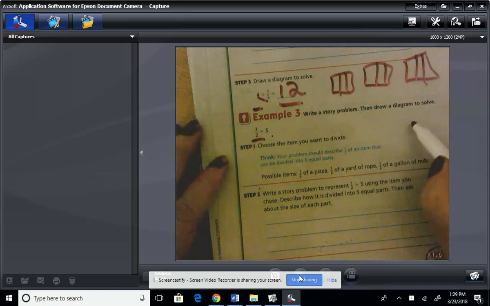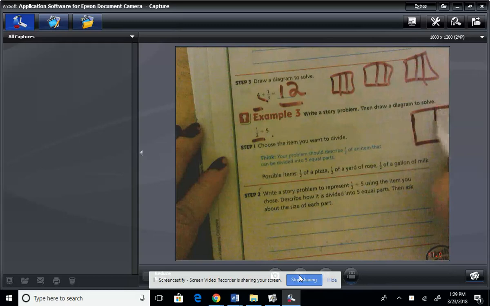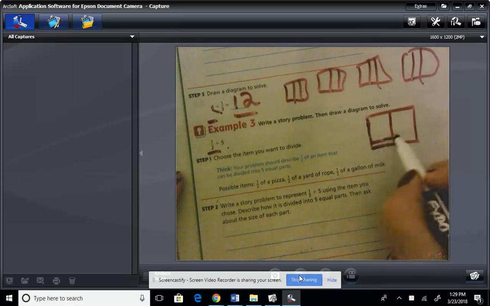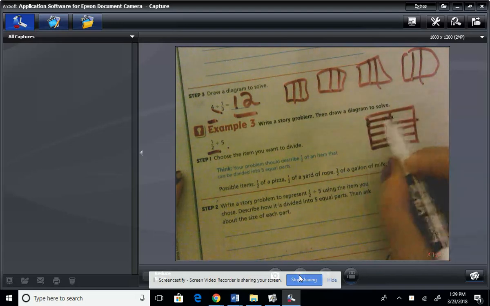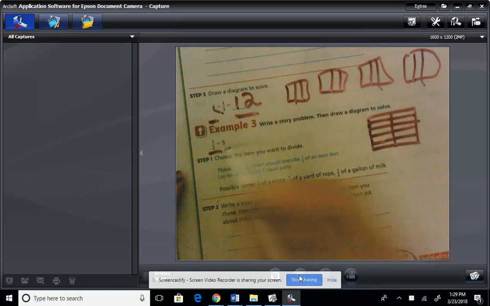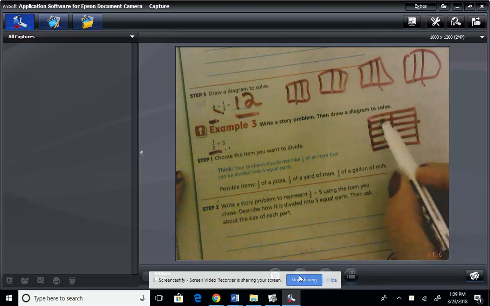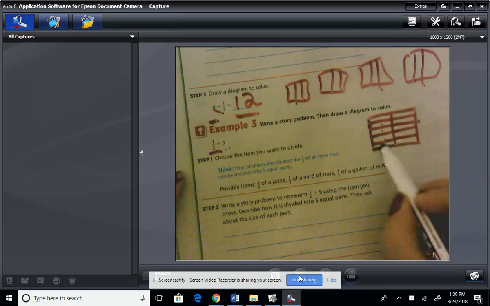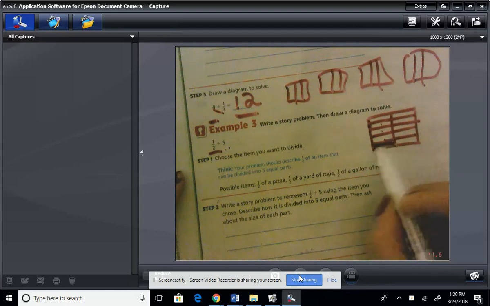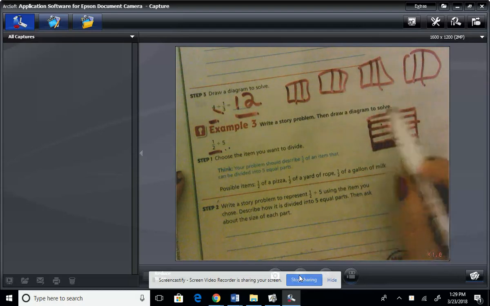So here's my half a pizza. I draw the whole pizza. Here's the half I ate, and I know that each friend's going to get a chunk of it. I've divided it into 5 equal parts: 1, 2, 3, 4, 5. Now, how much did my friend get? Well, they got 1 out of how many chunks there were all together.